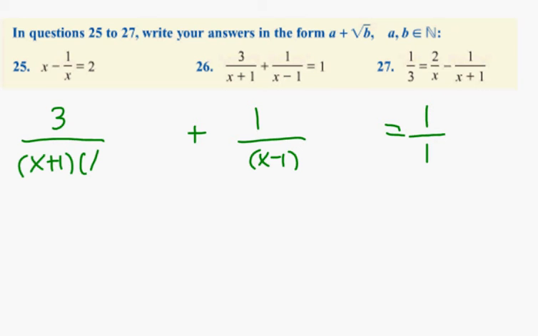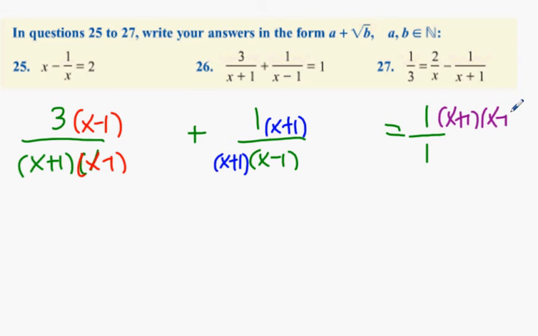X minus 1 top and bottom. So x minus 1 top and bottom. Beside the x minus 1, x plus 1 top and bottom. And finally, for the last one, both x plus 1 and x minus 1. Now, what happens next? Bottoms can cancel.